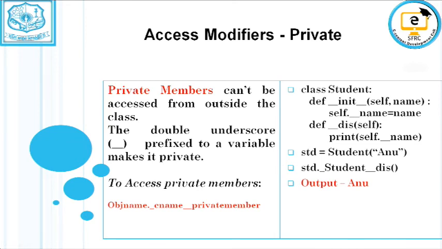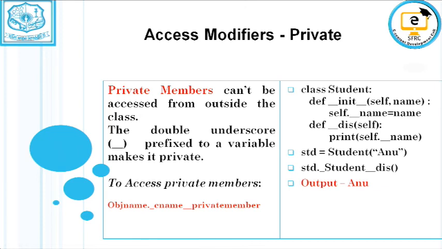So the same class student has been created with two members. One is name and another one is this method. The name is going to be the attribute and this is going to be the method. So I have created an object std is equal to student of Anu. Student std dot student underscore this helps to display the name of the student Anu.